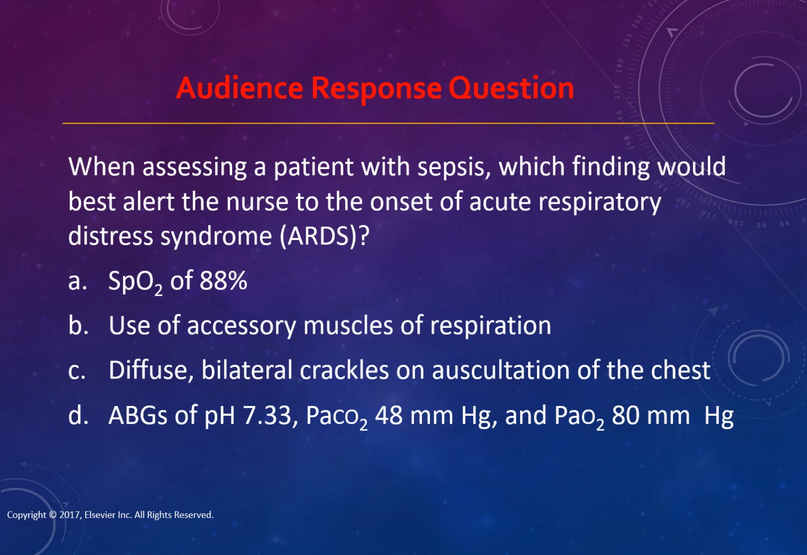Okay, so your answer for this one's going to be C. So SpO2 of 88% doesn't really let us know that the patient's going into ARDS. This could just be a patient with pneumonia, COPD. Use of accessory muscles of respiration, again, this could really be anything. This could be an asthma attack. And then going down to our ABGs, when we look at that, this patient is slightly respiratory acidotic. However, their O2 is within normal parameters. It's low, it's right at that 80, but you know, it's still okay. So our best answer is going to be diffuse bilateral crackles on auscultation of the chest.